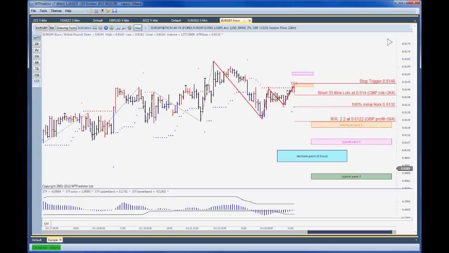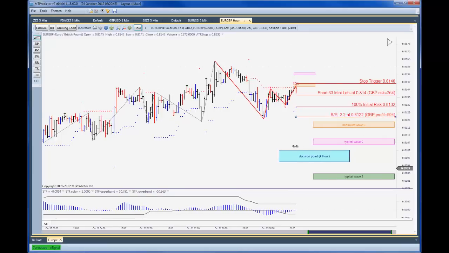Now because we're anticipating this is a wave 2, we're anticipating that a wave 3 will follow. In other words, this is going to be a 1, 2, wave 3 type pattern. So we don't use our first target here, we use our typical wave 3 WPT, which is down here. And as you can see, this is actually slightly beyond our hourly decision point that we had on our chart earlier from our hourly chart.